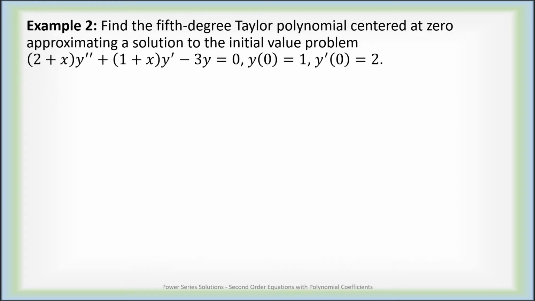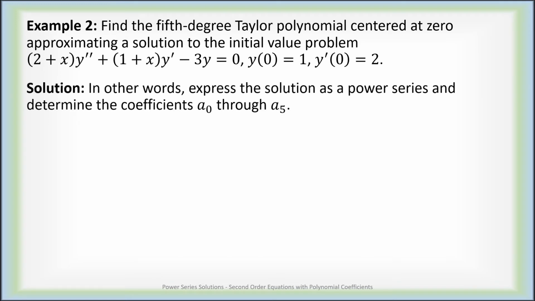Find the fifth degree Taylor polynomial centered at 0, approximating a solution to this initial value problem. In many scenarios, in practical applications, an exact solution is not necessarily feasible. You may only be interested in a close enough approximation. And when you're doing a close enough approximation, Taylor polynomials are often the name of the game. So here we're going to try to find a fifth degree Taylor polynomial centered at 0 to approximate a solution to this differential equation.